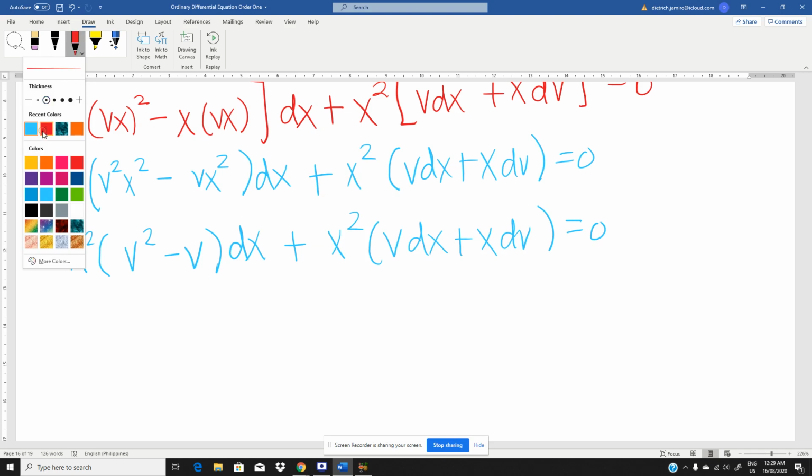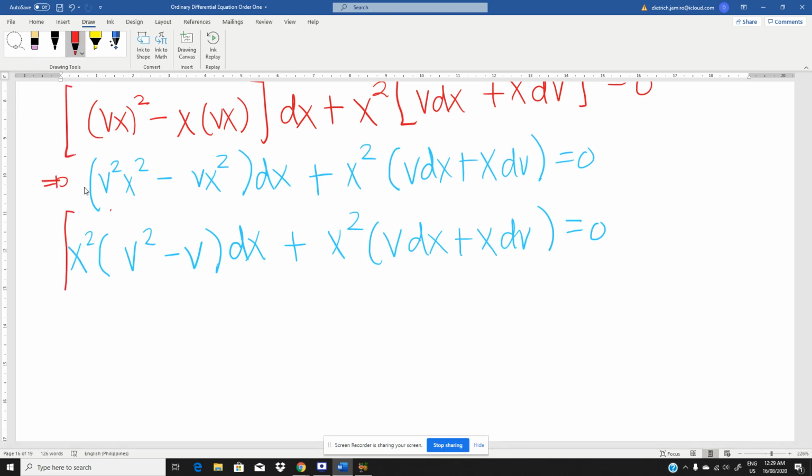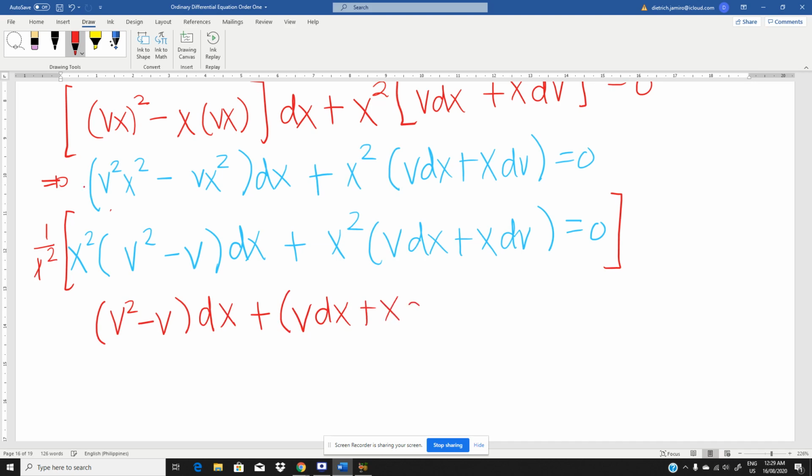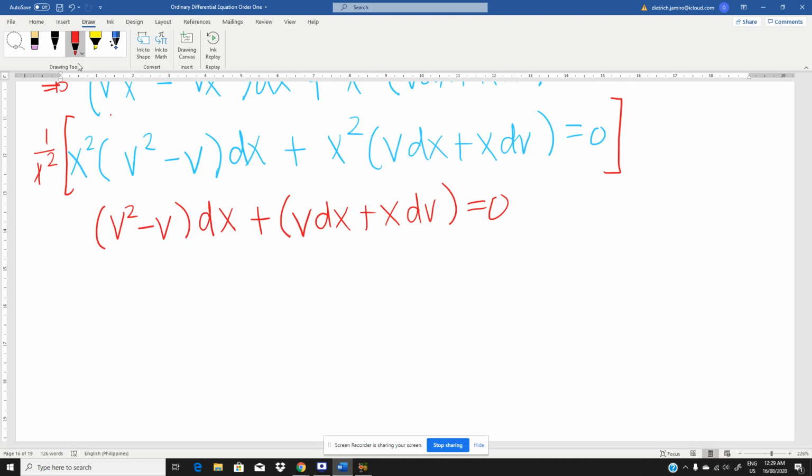So we could multiply both the first and the second term by 1 over x². So multiplying by 1 over x², we will have (v² − v) dx + (v dx + x dv) = 0. As you can see, this one and this one will cancel out. So we will have v² dx + x dv = 0.